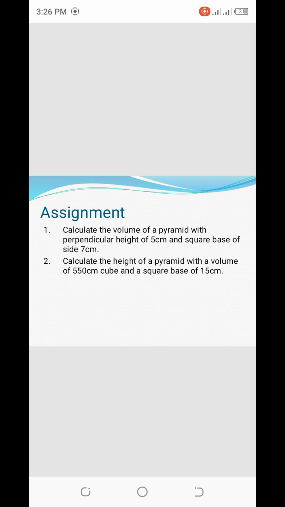The assignment is: you have to calculate the volume of a pyramid with perpendicular height of 5 cm and a square base of side 7 cm. Second, you are to calculate the height of a pyramid with a volume of 550 cm cube and a square base of 15 cm. Kindly solve the problems and submit back on this platform.